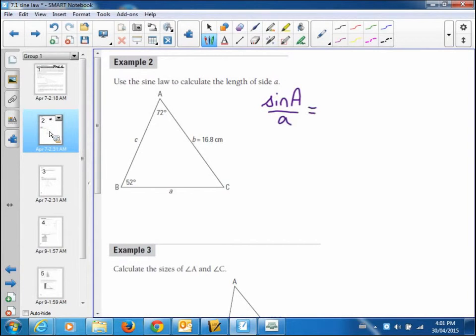which is equal to, well, we have information about side B and angle B. So I'm going to use those two chunks, not the sine C over C. We don't have enough information to use that. So sine of B over B.